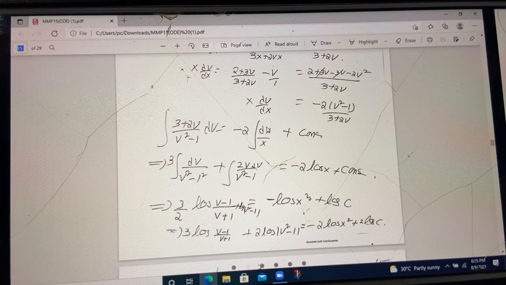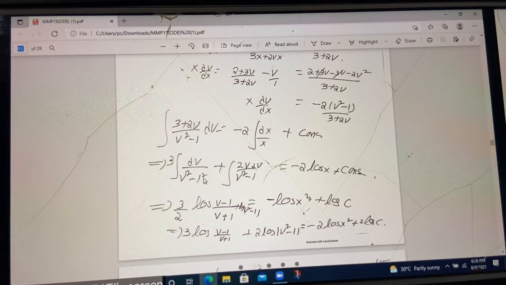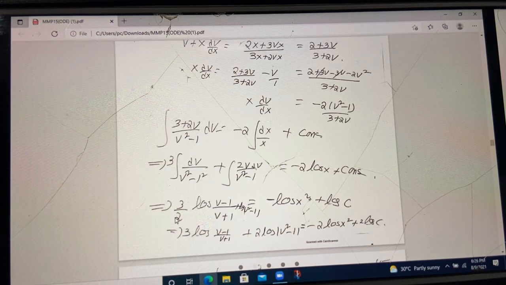Get all v to one side, x to the other side. 3 by v square minus 1, 2v by v square minus 1 dv equals minus 2 log x dx, plus log c. 3 by 2, 1 by 1 minus v square. That means 1 by 2a log of v minus 1 by v plus 1, plus log v square minus log x square plus log c. Get it this side: 3 by 2 log of v minus 1 by v plus 1 plus log v square. Cross multiply.